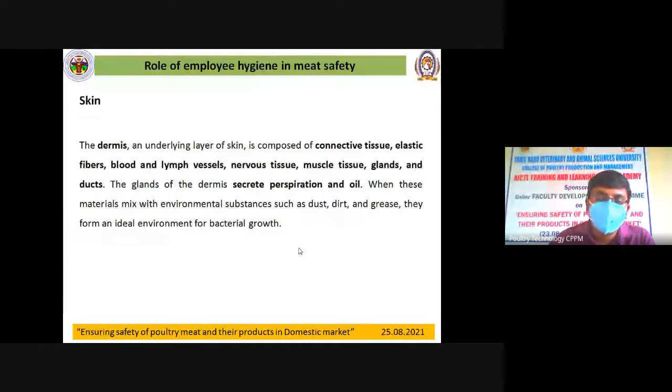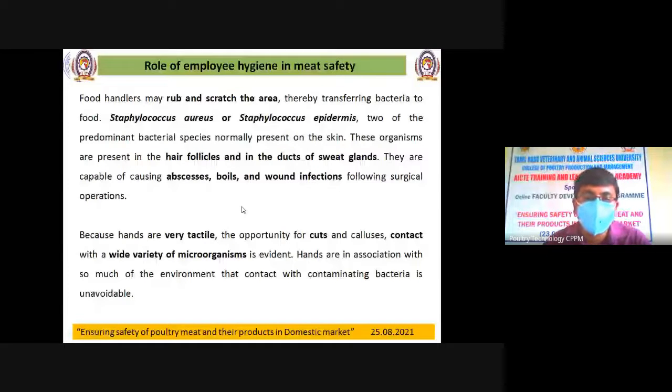So food handlers may rub and scratch the area, that is the skin, and thereby transfer the bacteria to the food. They will rub the skin and handle the food side by side, so they will transfer the bacteria to the food.